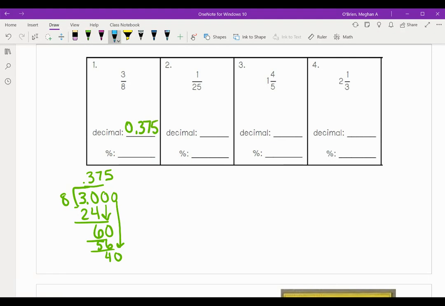And to change it to a percent, I multiply it by 100. That'd be 37.5%.